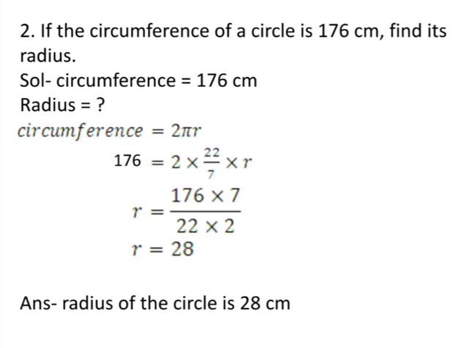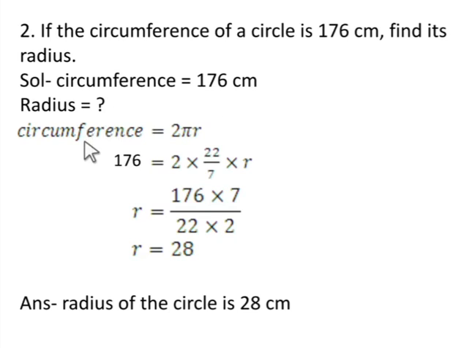Now question number 2. If the circumference of a circle is 176 centimeter, find its radius. Just now we have seen how to find the radius when the circumference is given. We will go through the same rule here. Here first we will write the given part. Circumference is equal to 176 centimeter. You have to find the radius.